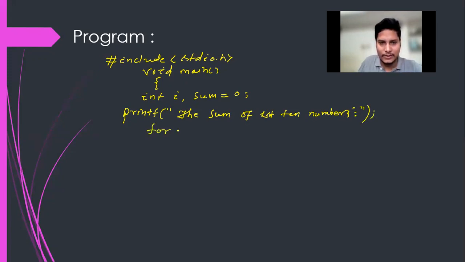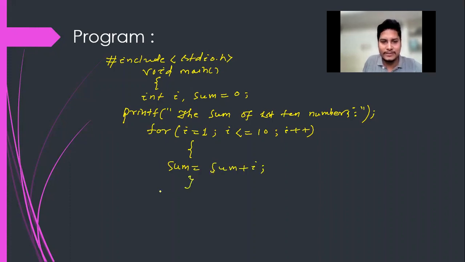Now for loop. Within the for loop I'm initializing the value of i = 1; i <= 10; then i++. Okay, this is initialization, this is test expression, this is expression update. So now here I am writing sum = sum + i; semicolon. For loop complete.